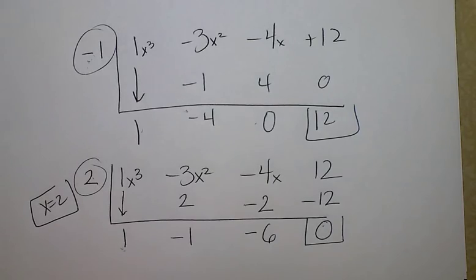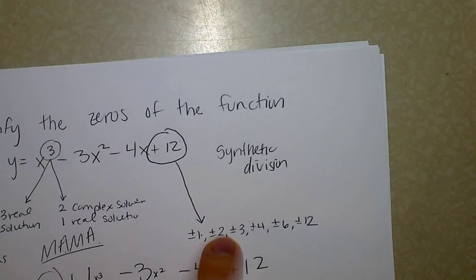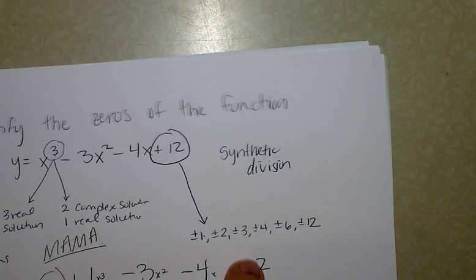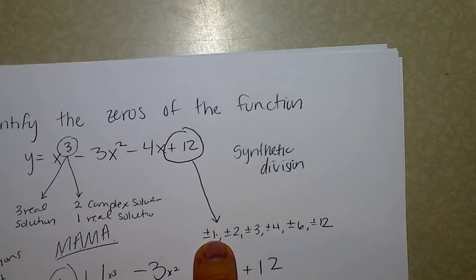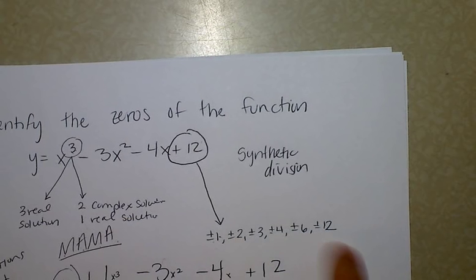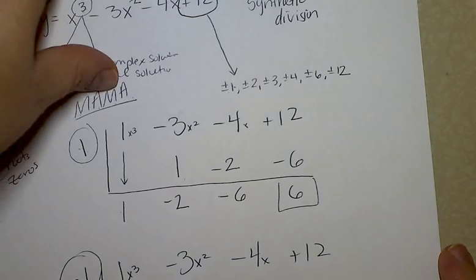Here's why you want to use the synthetic method. It would take so long for you to then check -2, +3, -3, +4, -4, 6, -6, 12, -12. And that's assuming that the answers you have are only real. What if they were complex? That doesn't help you. So that's why we use a method called synthetic division.